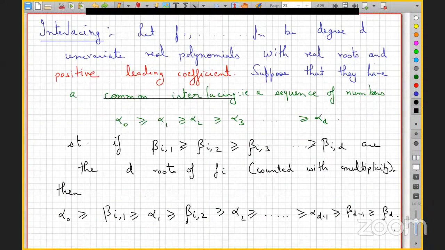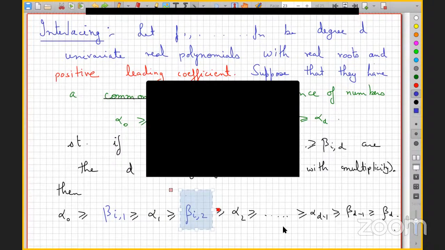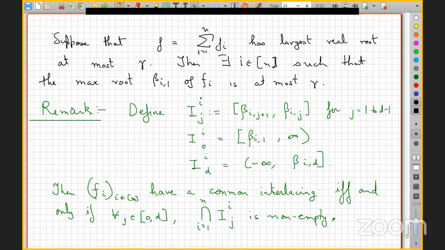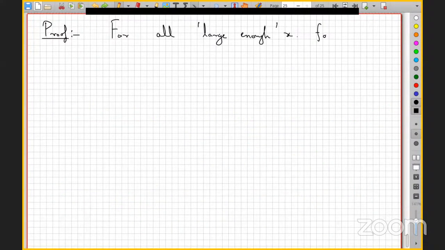Maybe graphically, this is more graphic, right? The point is that these roots have to lie within the consecutive intervals, the alphas. So we just change the colors here, so it makes more sense. These guys have to lie within the consecutive intervals. That's what these intervals are. Okay. So for all large enough x, f_i(x) is strictly positive, for every i.